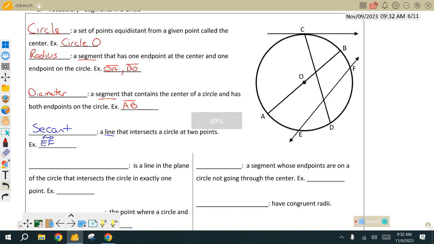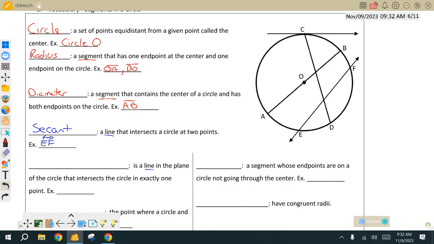Another line in that plane of the circle that intersects the circle in exactly 1 point. I say it's a line, but it doesn't necessarily have to be a line. It could be a line, a segment, or a ray that intersects the circle at exactly 1 point. Is there something up there that's doing it at exactly 1 point? C. Right there at C is doing that.